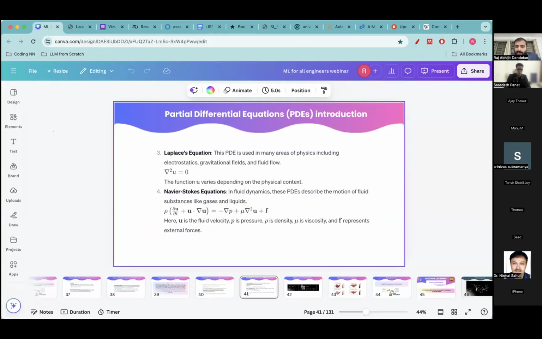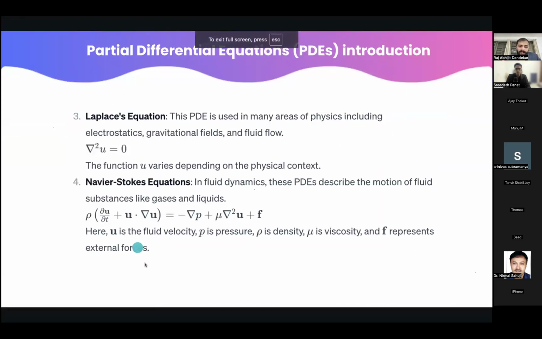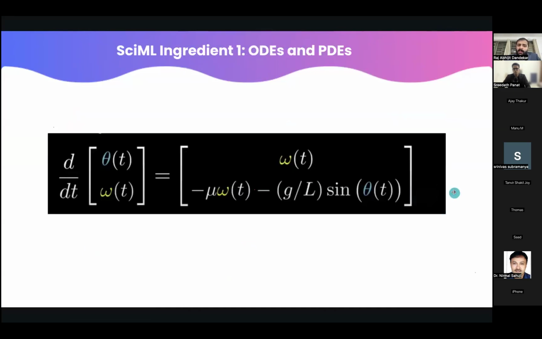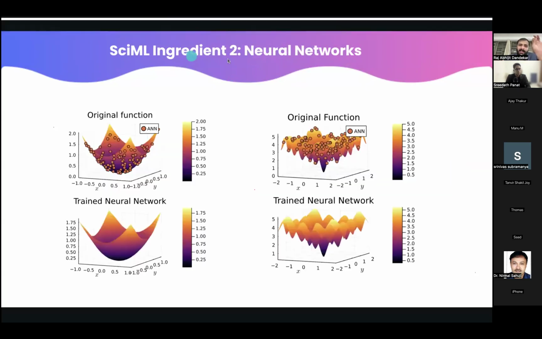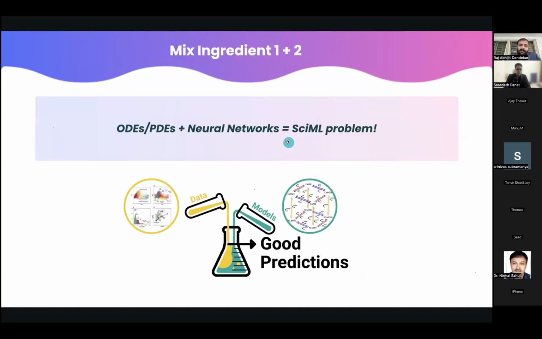Once you have identified the ordinary differential equation, the next step is to integrate a neural network within that ordinary differential equation or the partial differential equation. So the first SciML ingredient is identifying ODEs and PDEs. Let's say you have identified that. The second SciML ingredient is to integrate ODEs or PDEs with neural networks. Let me give you an example of how we can do this integration. But for now, just be with me when I say that ODEs or PDEs plus neural networks gives a scientific ML problem. Now we are actually going to see a problem in which you can understand how to combine ODEs or PDEs with neural networks.